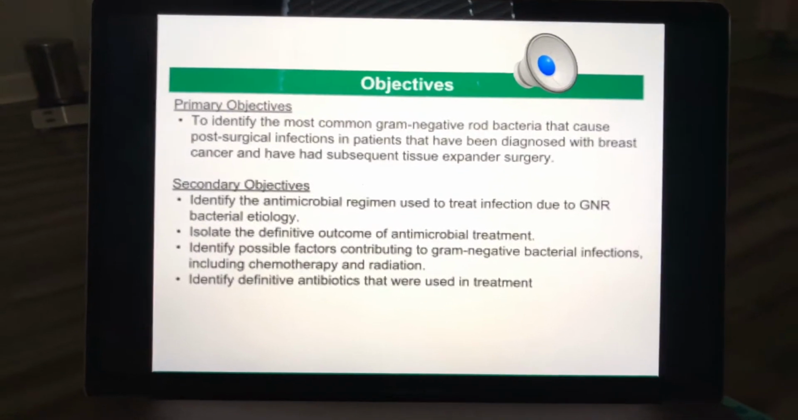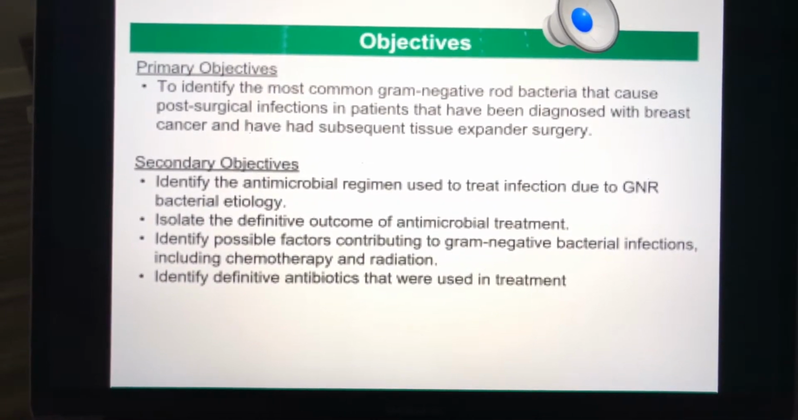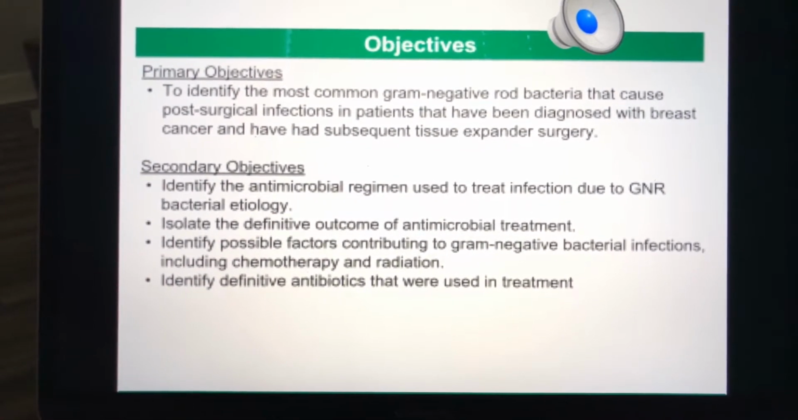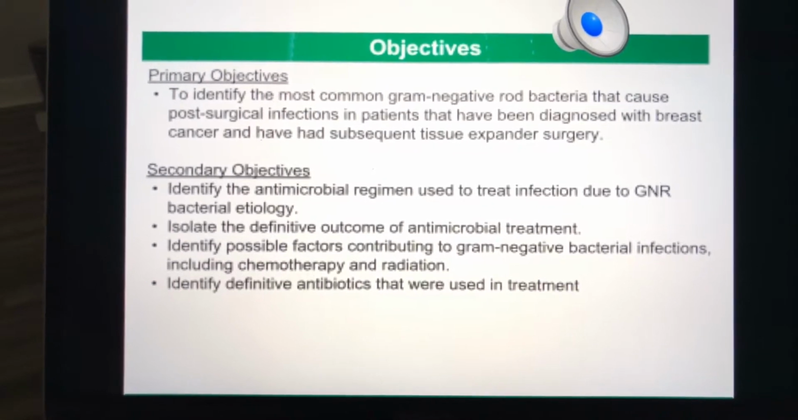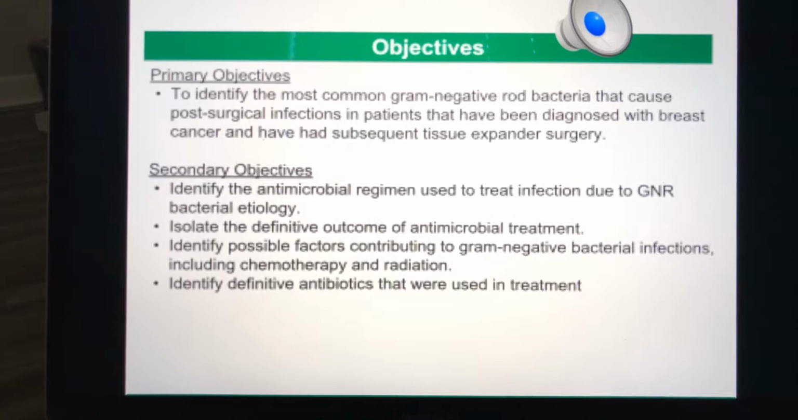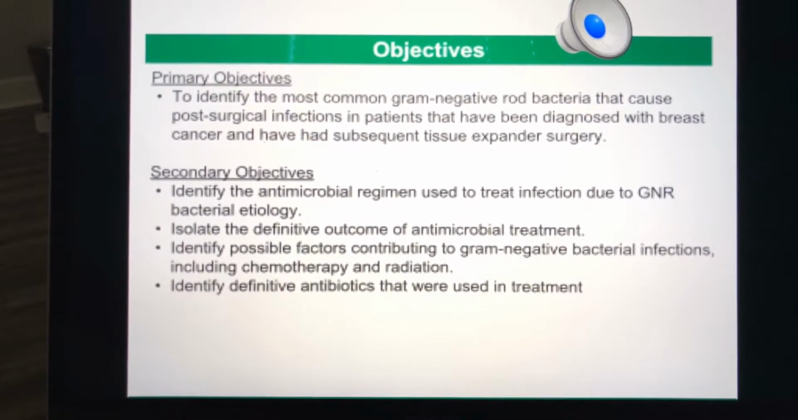Hi, I'm Shelby, and I'll be talking about the objectives of our project. Our primary objective was to identify the most common gram-negative rod bacteria that cause post-surgical infections in patients that have been diagnosed with breast cancer and have had subsequent tissue expander surgery.